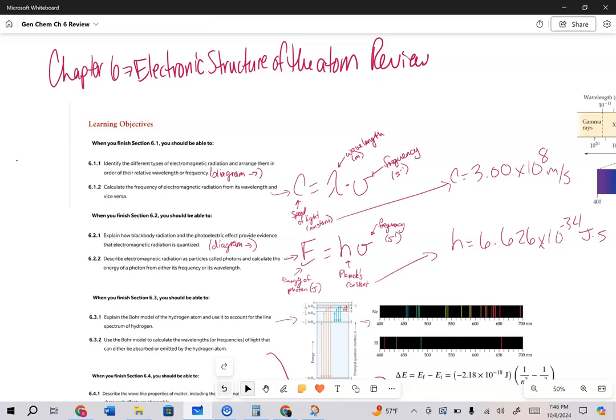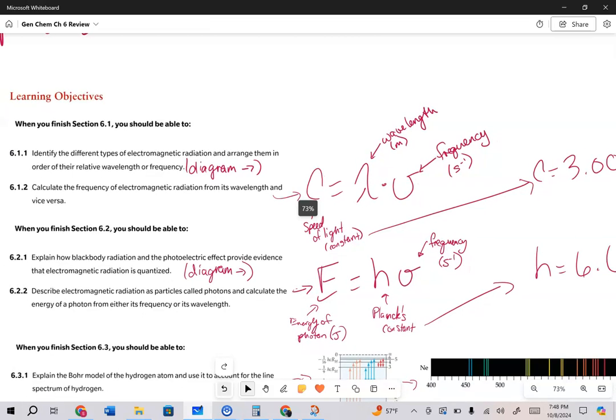We're looking for these skills to be ones that you've acquired in the course of this particular chapter. So in section 1, we start with identifying the different types of electromagnetic radiation and arranging them in order of their relative wavelength and frequency. You can see that we're up here in 6.1.